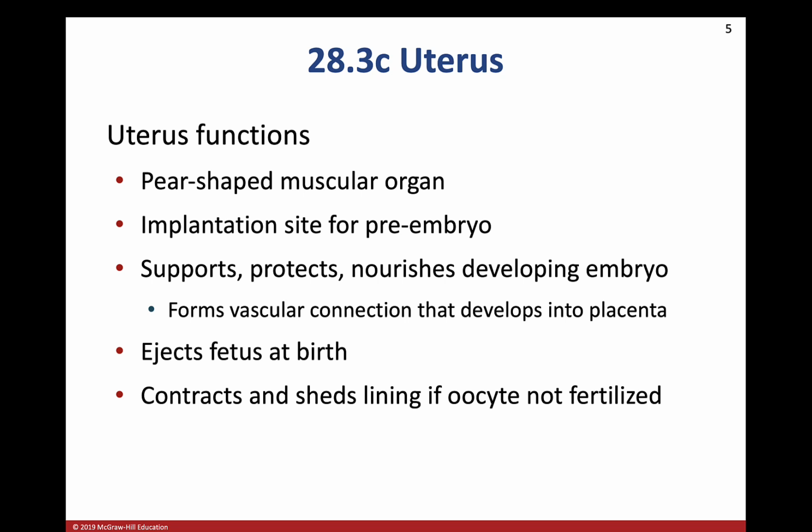Now, the function of the uterus. This is a pear-shaped muscular organ, and remember, this is where the pre-embryo will be implanted. The role of the uterus is to support, protect, and nourish the developing embryo. They will form a vascular connection that eventually develops into the placenta. The uterus will eject the fetus at birth, so there's childbirth, and also the lining will be shed if the oocyte is not fertilized.